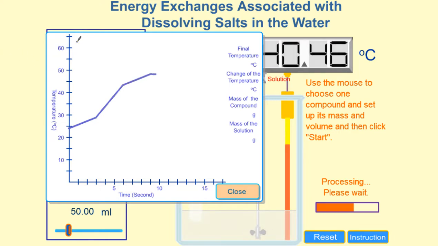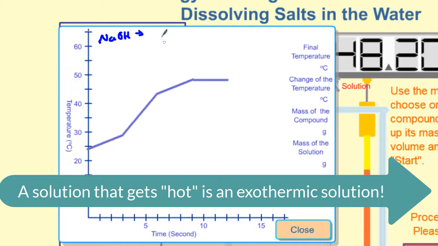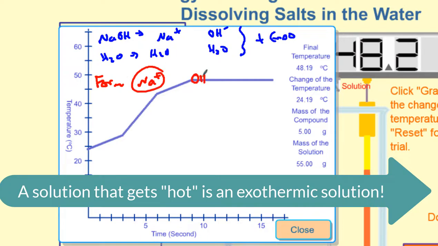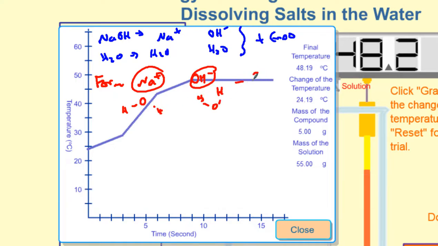So again, what's happening? The NaOH is dissolving and becoming Na plus and OH minus. The water is breaking apart the hydrogen bonding attractions. Those are all positive, endothermic. And then we're forming attractions between the Na plus and the OH minus and the water molecules, right? We call that ion to dipole attractions. We're forming attractions. That's negative, that's exothermic. Now in this case, the exothermic is much greater because look at the temperature change. The temperature change is going up.